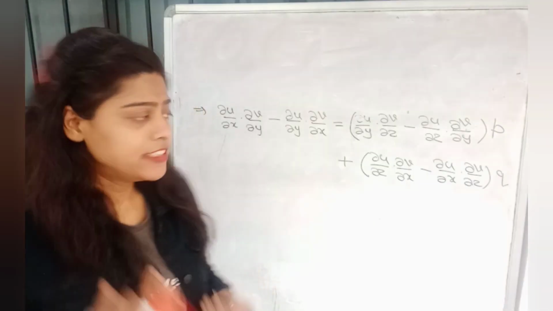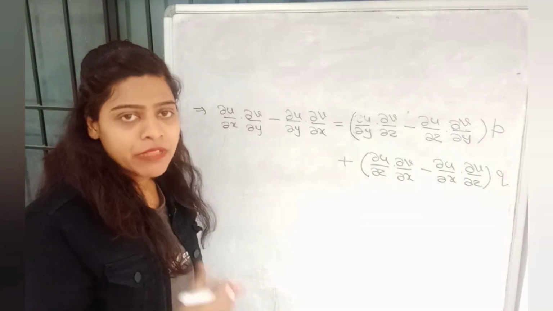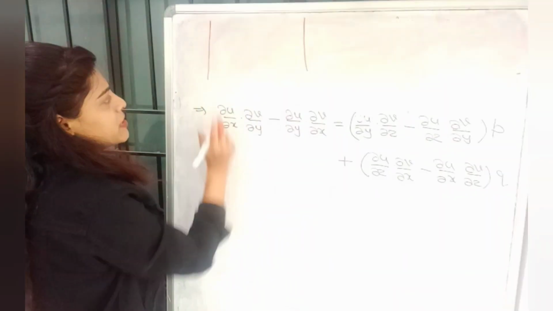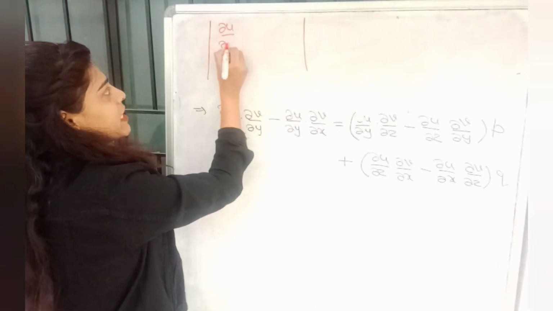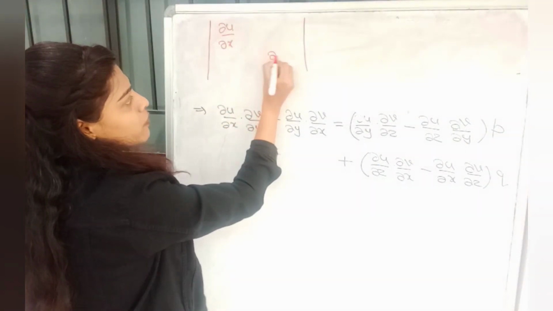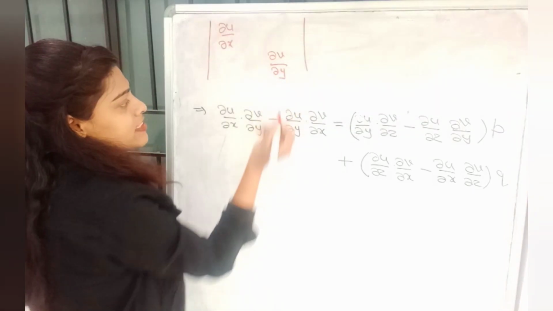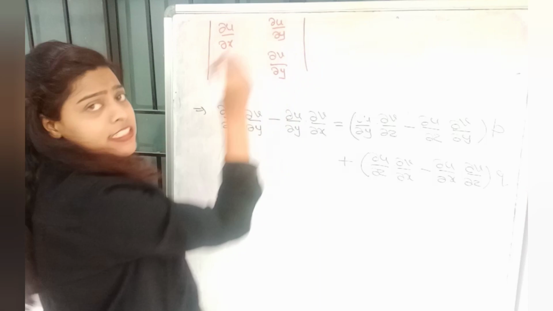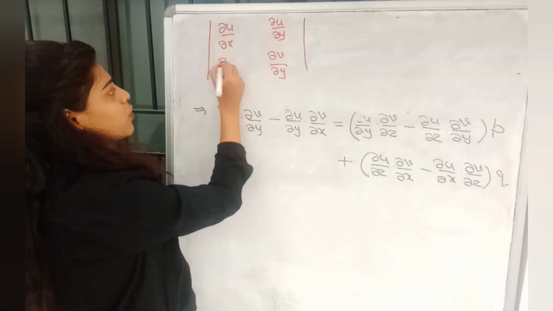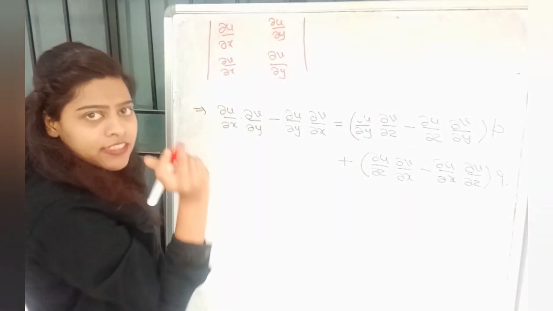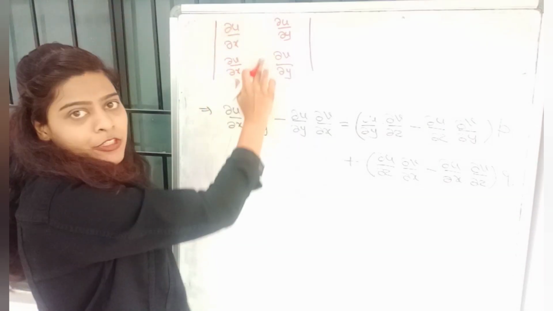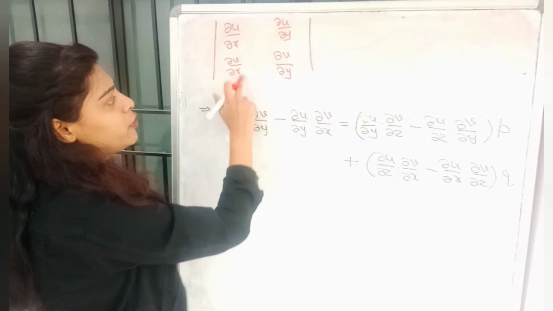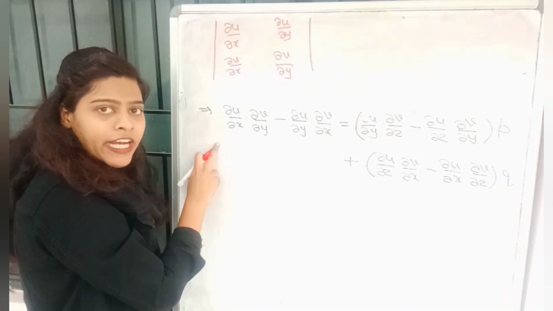Next step is just to write this product in determinant form. The first term is ∂u/∂x; it is multiplied with respect to which term? ∂v/∂y. Similarly ∂u/∂y; it is multiplied with respect to which term? ∂v/∂x. After solving this determinant, that is ∂u/∂x into ∂v/∂y, that is our first term, minus ∂u/∂y into ∂v/∂x. So we have obtained this LHS.